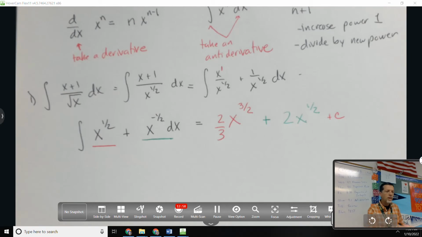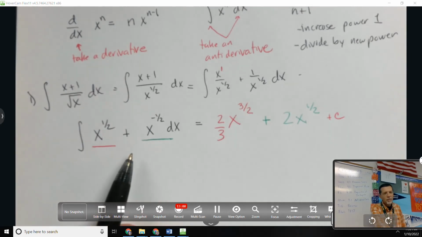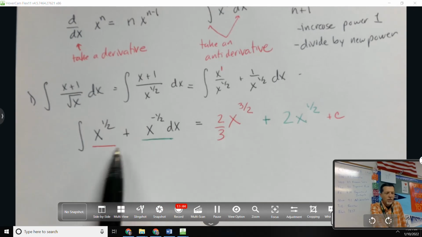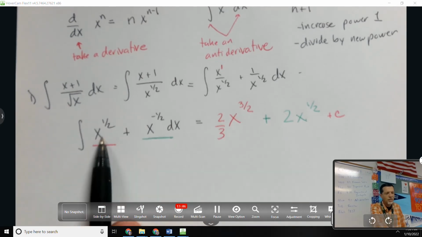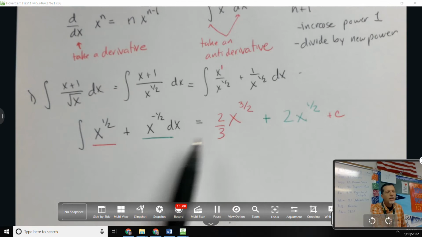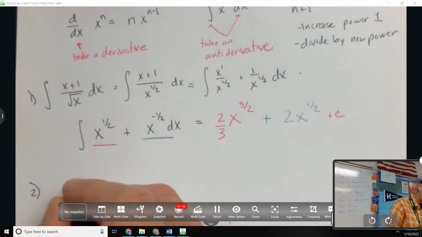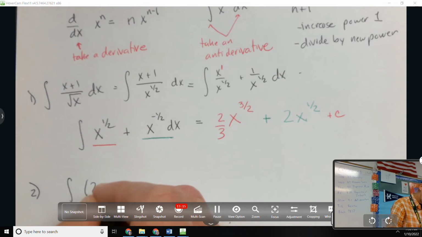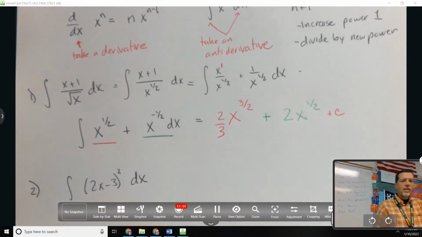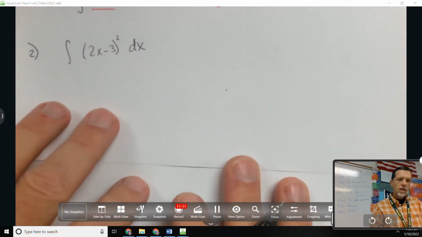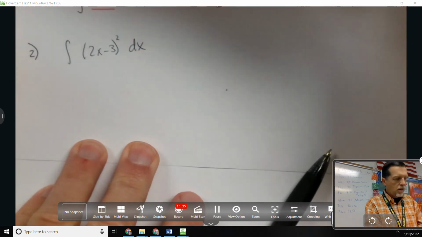So how we complicate these problems is basically on the algebra end of it. Like there's not much we can do to complicate the calculus side. Increase the power by 1, divide by the new power. So instead we mess with you on the algebra end of things. Like this. Find the antiderivative of 2x minus 3 squared.